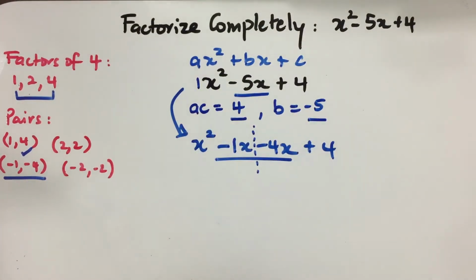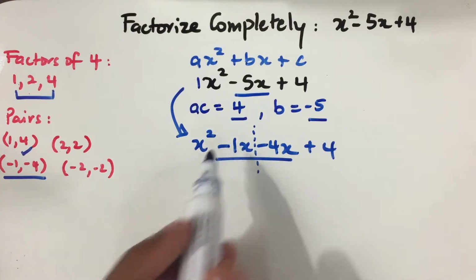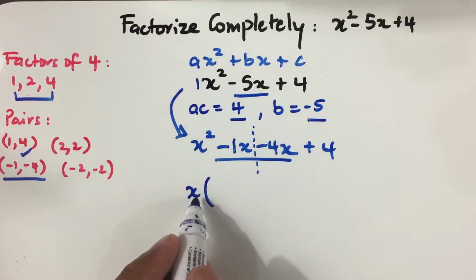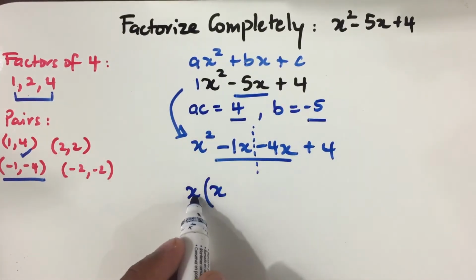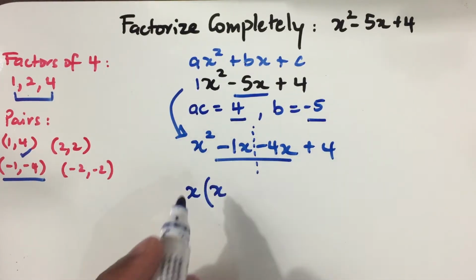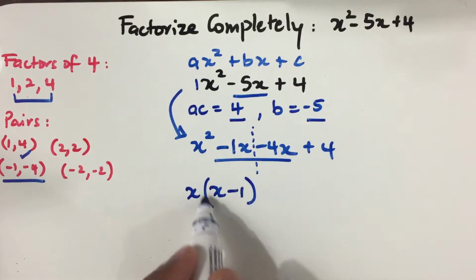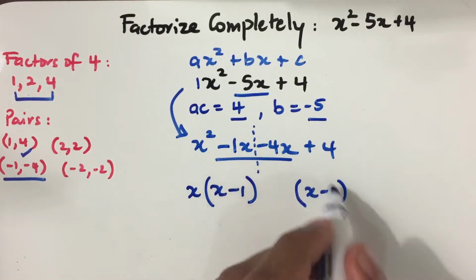Now we have four terms, x squared minus 1x minus 4x plus 4, and we can factorize this by grouping. Let's look at the first two terms. What is common between the two terms? We see that we have x, and now we can open the brackets. x times something will give us x squared, that's x, and now x times something will give us minus 1x, that's minus 1. Now we already have this here in the bracket, so we can write x minus 1 in brackets here. This is the shortcut.